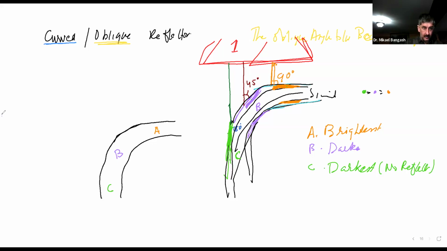Let's say we change the direction from which we scanned. If we now scan it from here, what previously had no reflection at all now makes an angle of 90 degrees. So what I mainly mean is that C, in this case, is going to be brightest.